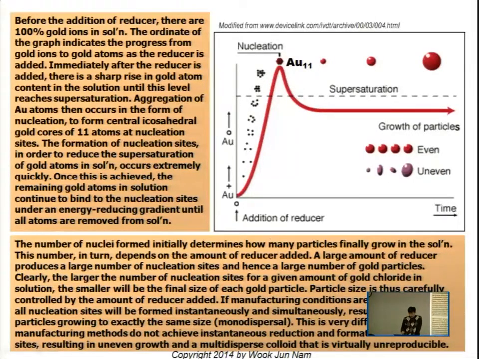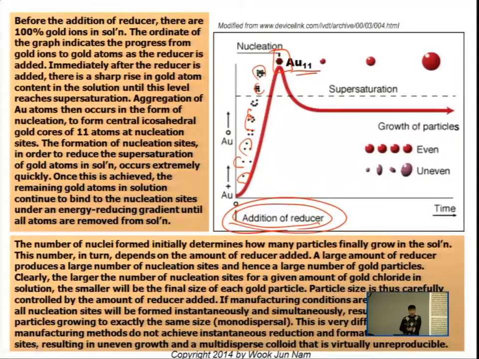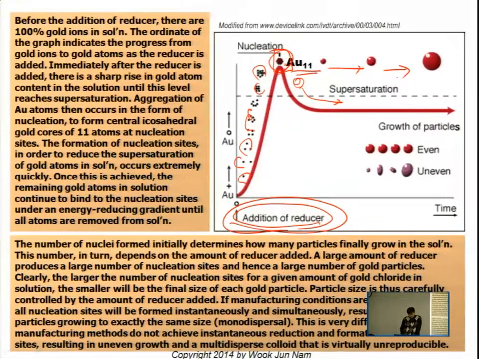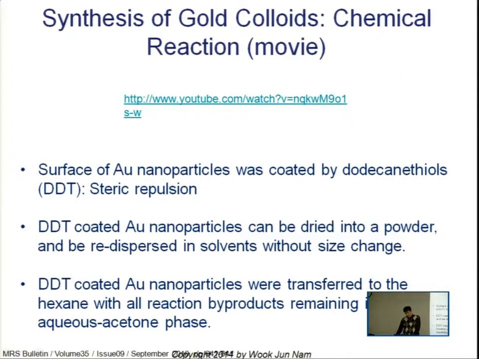This is another view graph showing that. As you add the reducer to the precursor solution, the atoms aggregate, and at some point they make nuclei consisting of around 11 gold atoms. Once the nucleus, the embryo, is formed, the nanoparticles get bigger and bigger as time goes on. This is the video actually showing gold nanoparticle formation.